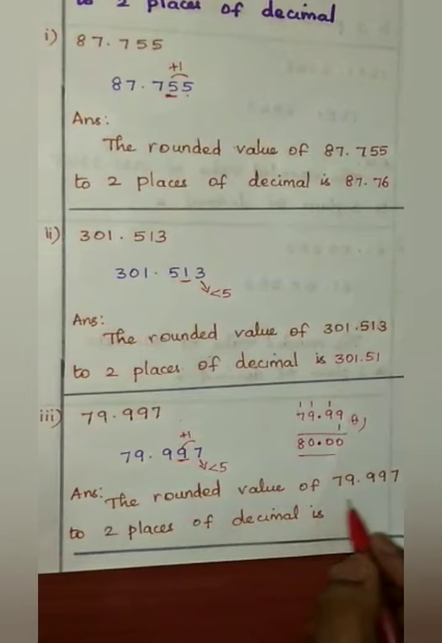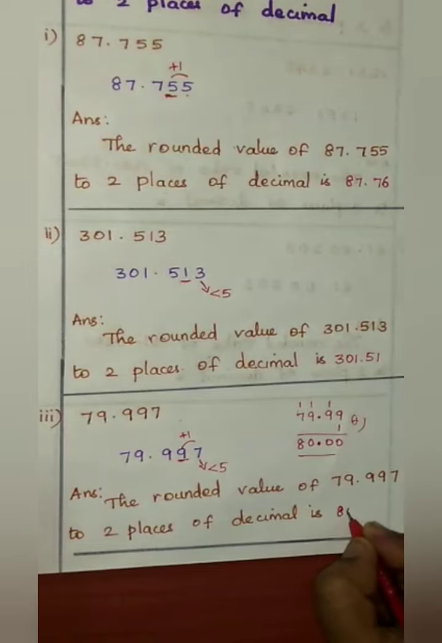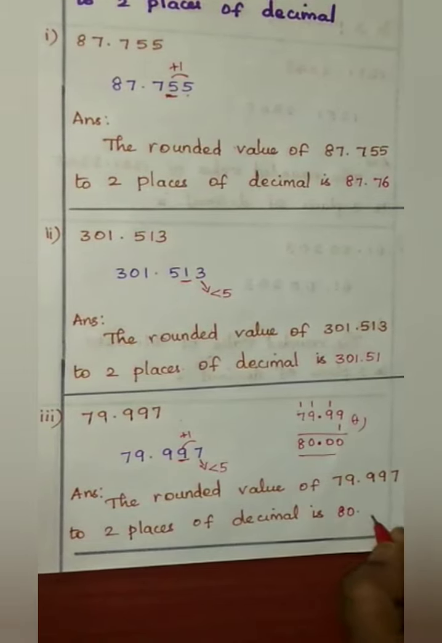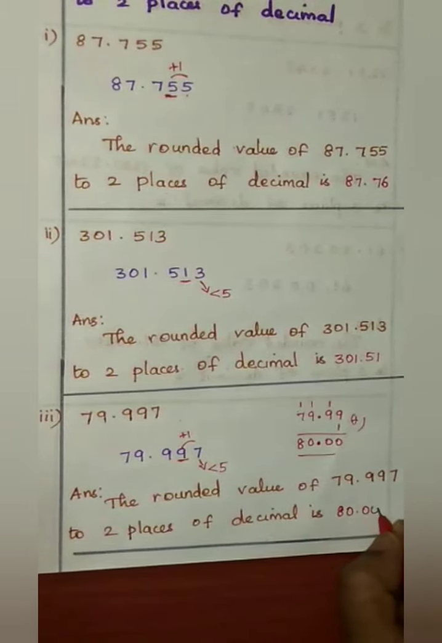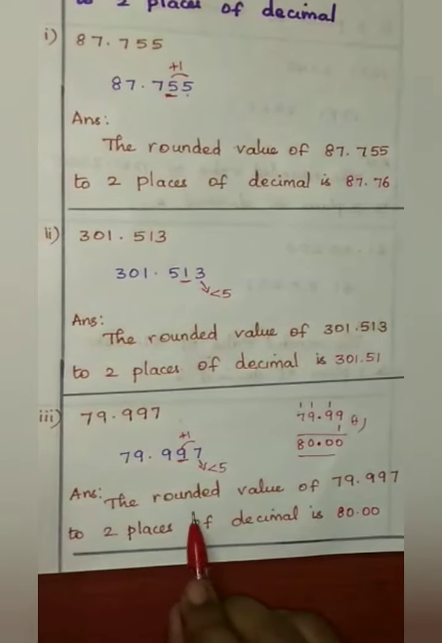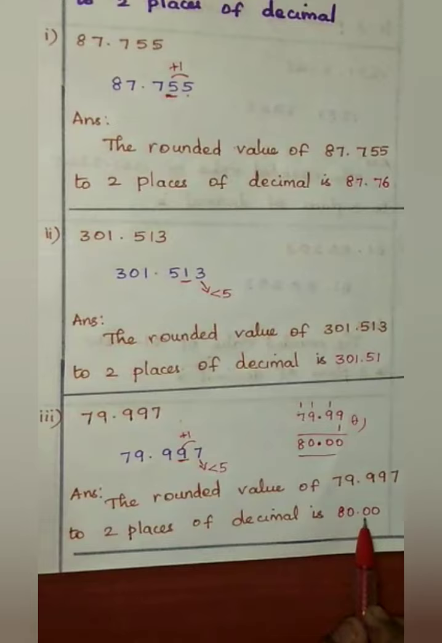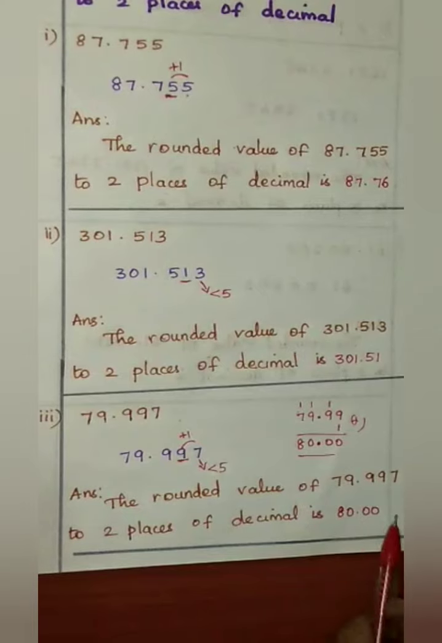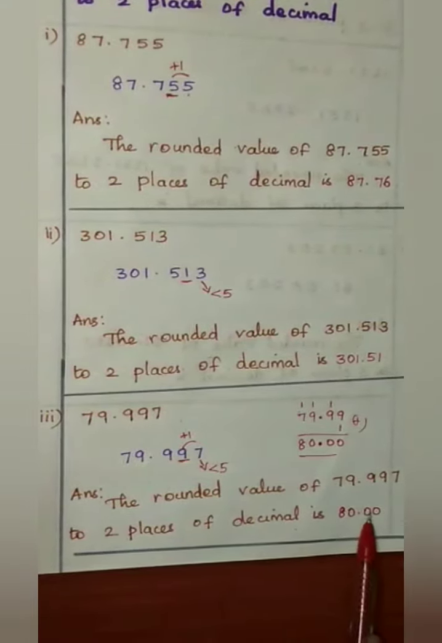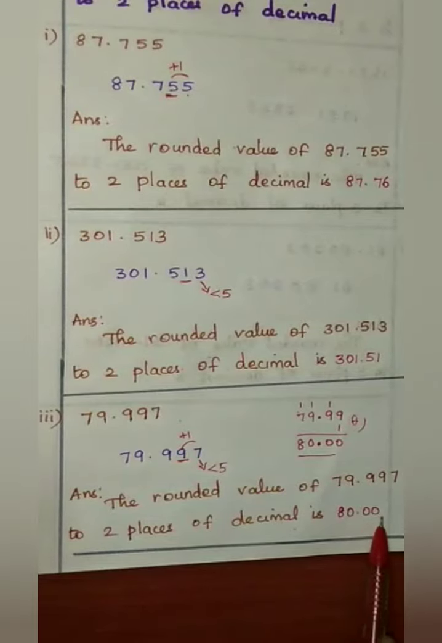The rounded value of 79.997 to 2 places of decimal is 80.00. Since we are asked to round off the value to two places of decimal, here I am writing after the decimal point 2 zeros. Even though it has no value, since we are asked to round off to two places of decimals, I am writing 2 zeros after the decimal point.